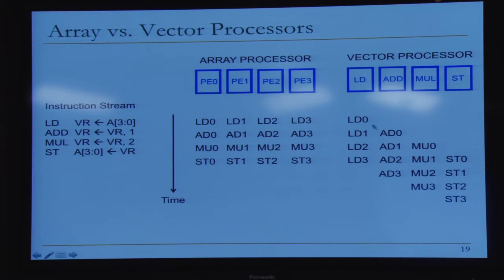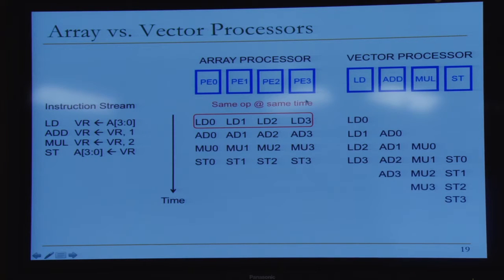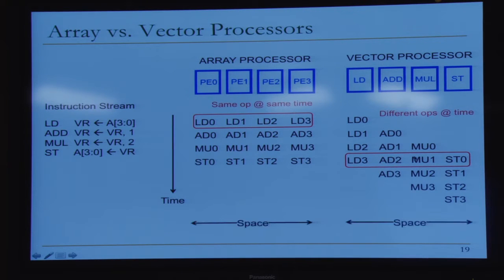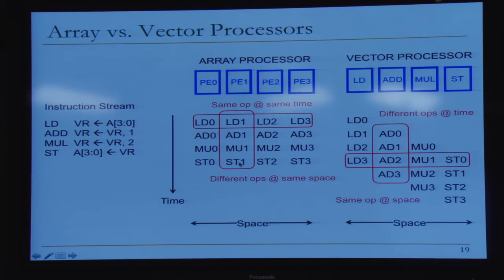Basically, what we're doing is we've pipelined each operation across time units, right? In an array processor, you're executing the same operation at the same time. In a vector processor, you're executing different operations at the same time. But if you look at the space, for the same space, in an array processor, you're executing different operations at the same space. For the vector processor, you're doing the same operation at the same space.